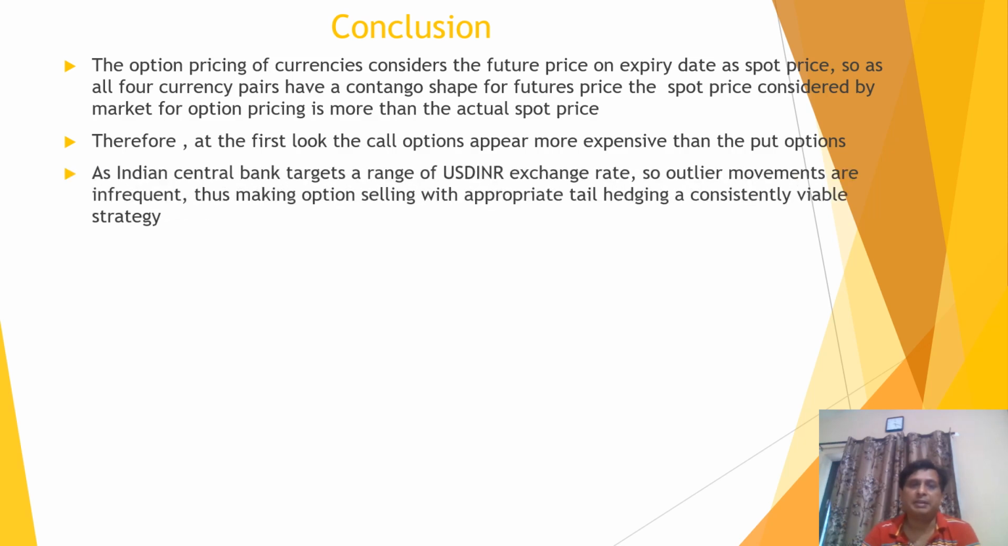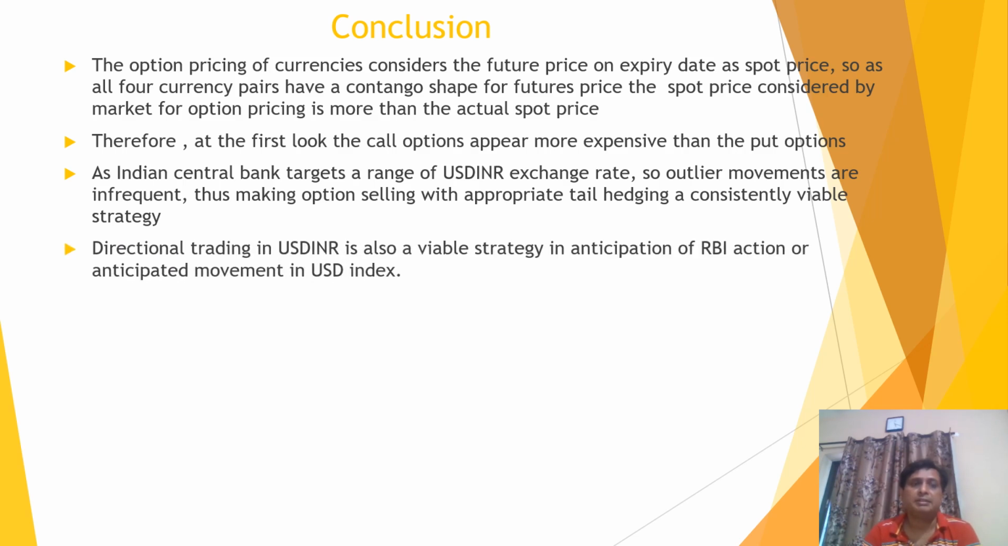As the Indian Central Bank targets a range of USD-INR exchange rates, so outlier movements are infrequent, thus making option selling with appropriate tail hedging a consistently viable strategy. Directional trading in USD-INR is also a viable strategy in anticipation of RBI action or anticipated movement in the USD index.